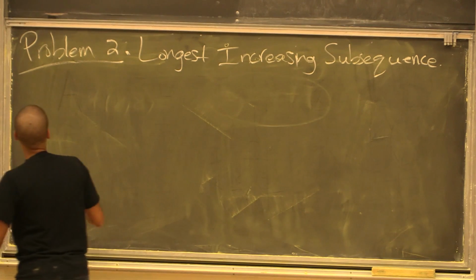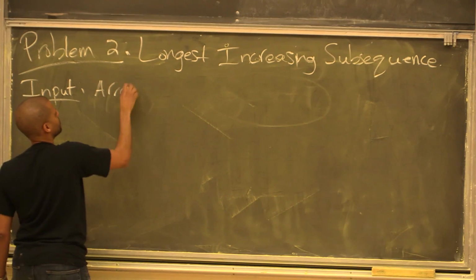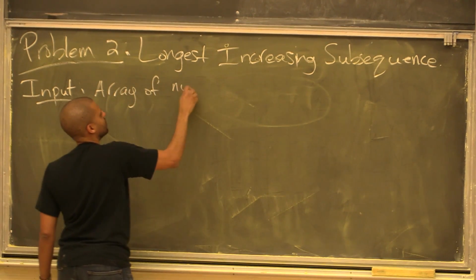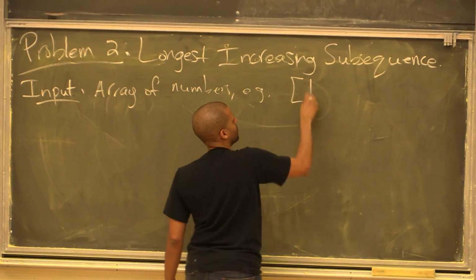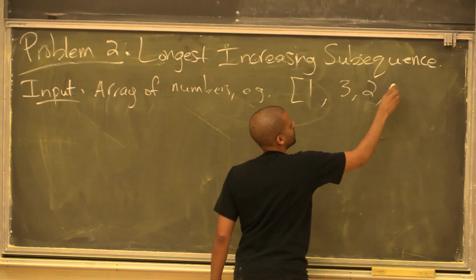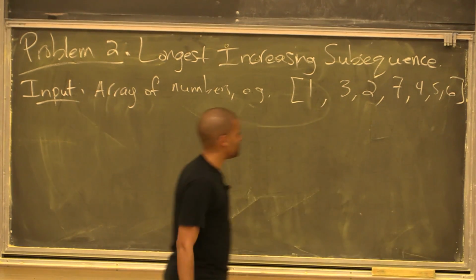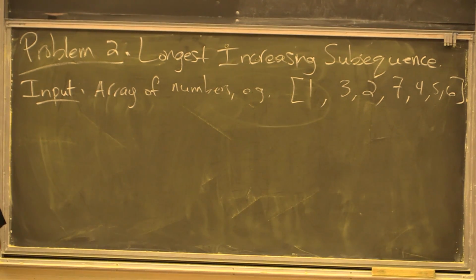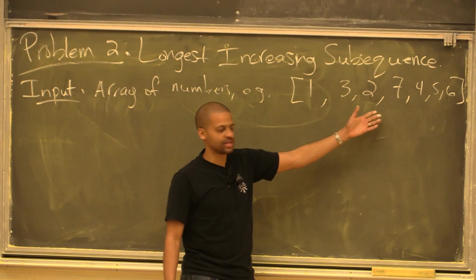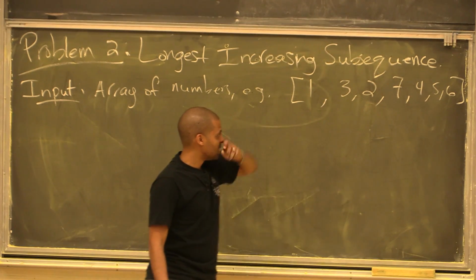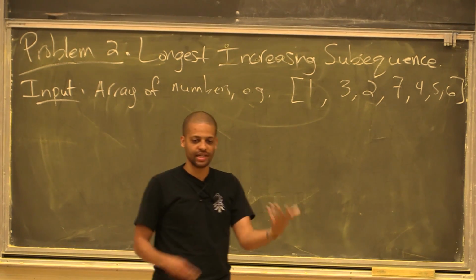Okay. So what is this problem? Your input is some array of numbers, for example, 1, 3, 2, 7, 4, 5, 6. And what you'd like to do is find a subsequence of this array. This is an ordered sequence, right? An array is an ordered sequence. A subsequence of this ordered array such that all the numbers in that subsequence are increasing. Let's say, for the sake of today, strictly increasing.